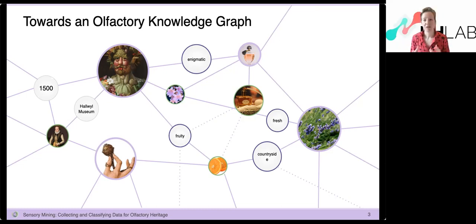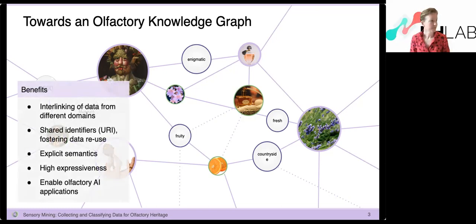So for that, we thought we need an olfactory knowledge graph. Because we think what we can do there is interlink data from the different domains, make this data reusable, make the relationships explicit. And this is, of course, very difficult because we also want to be dealing with data from 1600 to 1900.